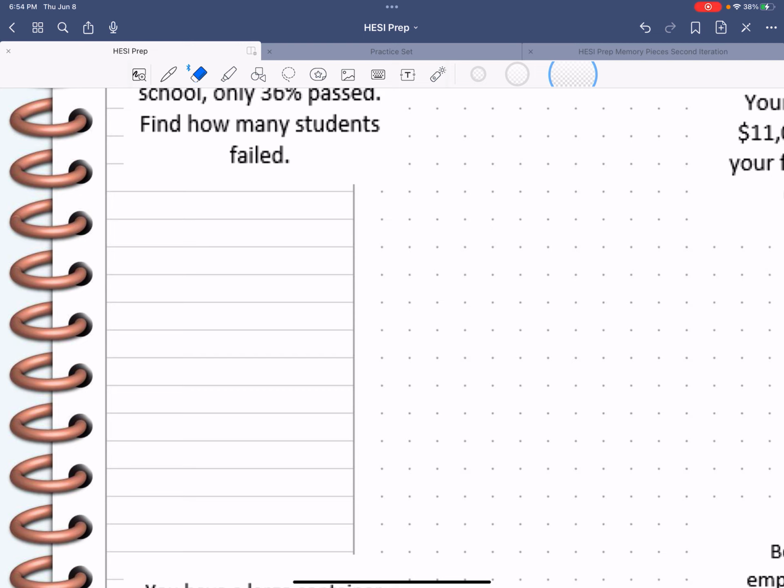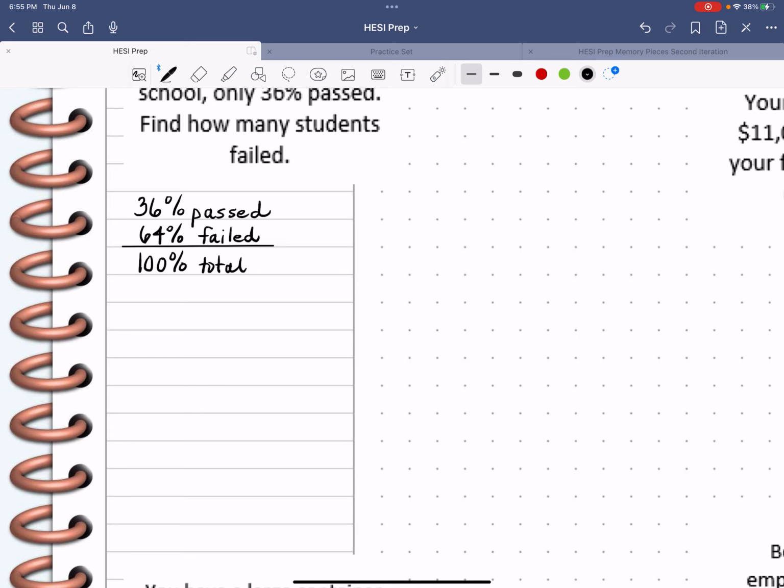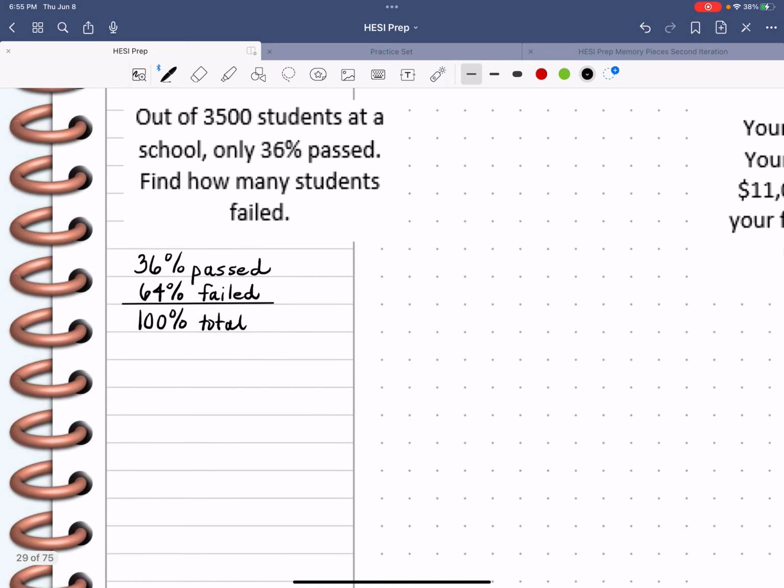Well, if 36% passed, and we know that 100% would be all the students, let's draw a line here. We want to know the percent that did not pass, which is a synonym for failed. So 100 minus 36 is 64%. And we're interested in this case in the students who failed out of the total students.